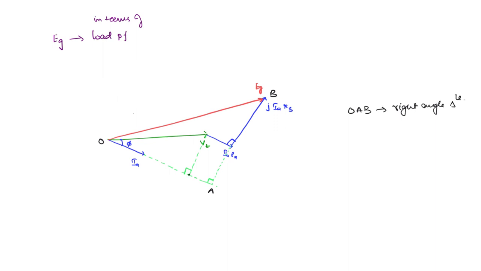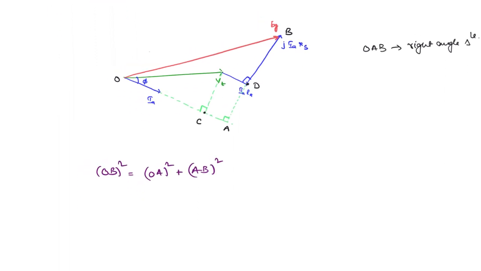Now further, if this point you take as C and this point you take as D, then you can write OB whole square, which is the hypotenuse of this triangle, right? OB whole square will be equal to OA whole square plus AB whole square. Now what is OA here? OA you can write as OC plus CA.